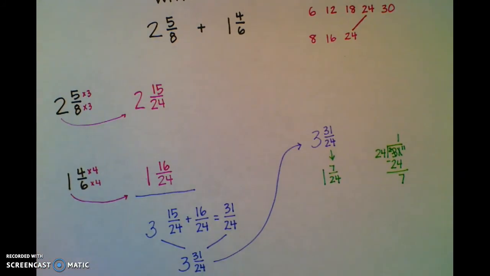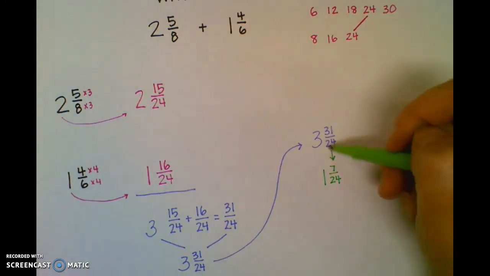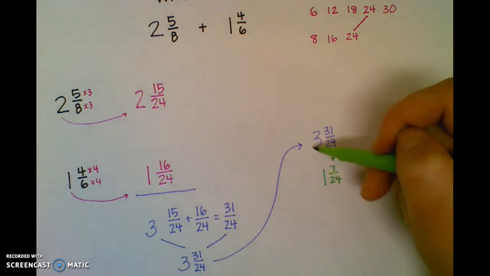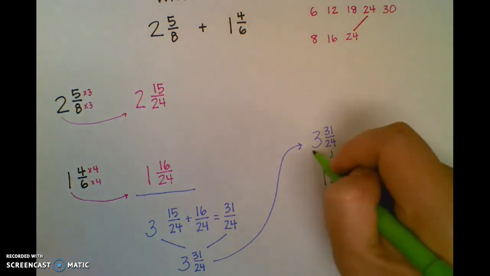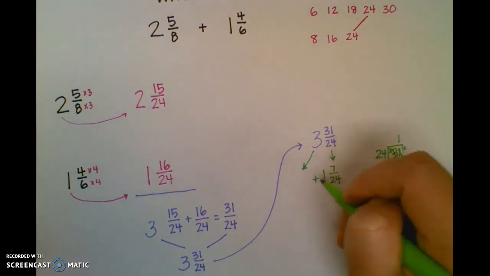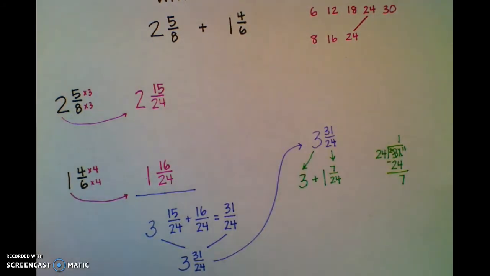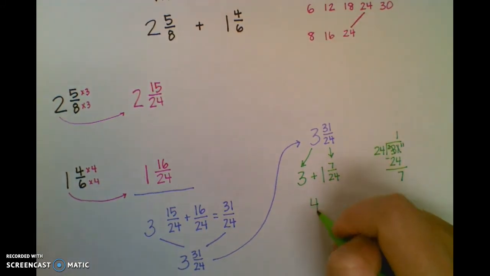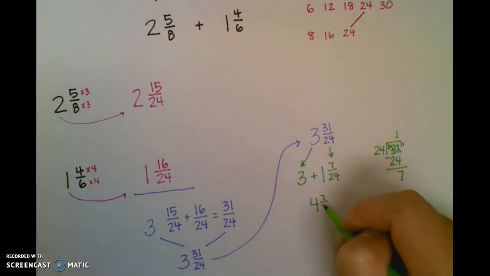Okay, but remember, this was only 31/24 that I changed to a mixed number here. I still need to pay attention to this 3. So if you had a whole number in front of your fraction, add it to it. So now I have 3 plus 1 is 4 and 7/24.